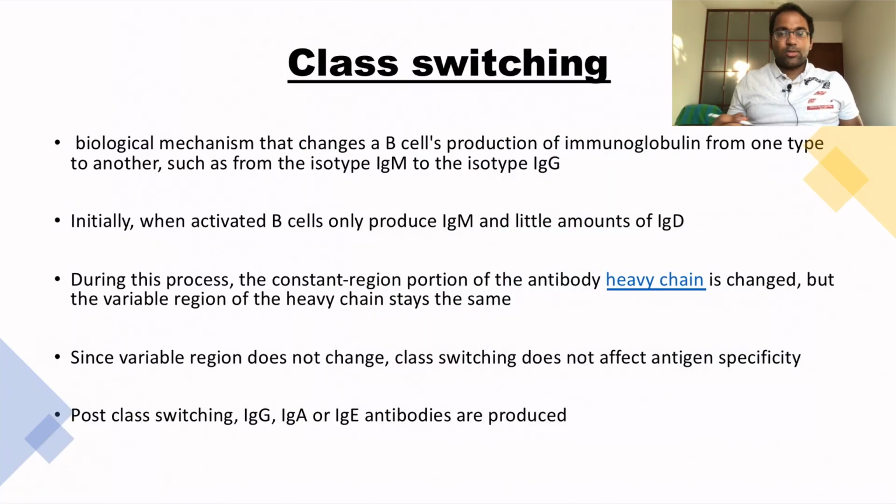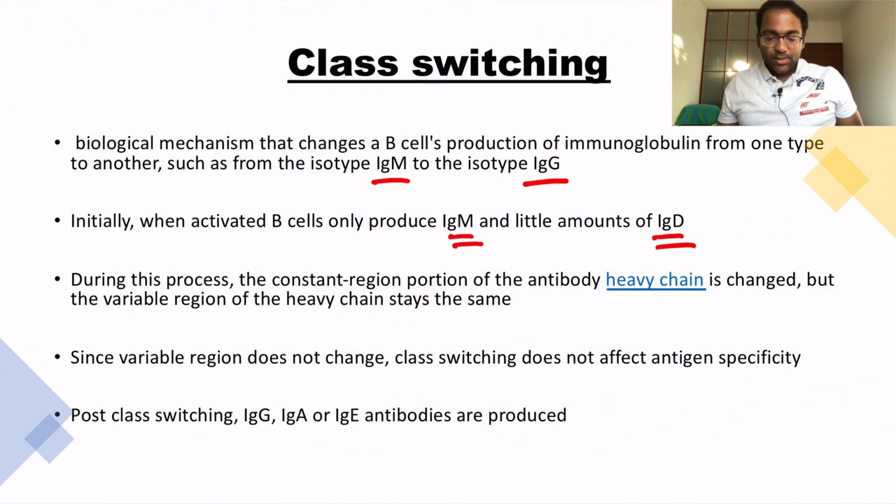Now class switching. What is class switching? Class switching is a mechanism that changes a B cell's production of immunoglobulin from one type to another, such as IgM to the isotype IgG. Initially when activated B cells are made, they produce small amounts of IgM. So you can remember that whenever a B cell is activated, it initially produces small amounts of IgM and IgD, right? During this process, the constant region portion of the antibody, that is the heavy chain, is changed, but the variable region of the heavy chain stays the same.